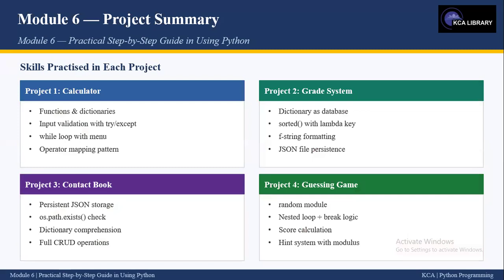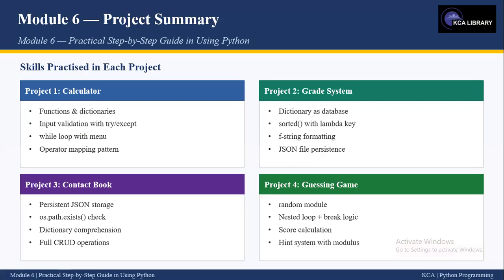Project summary. Let us review the key Python skills practiced in each of the 4 projects. Project 1, the calculator, covered functions and dictionaries, input validation with try/except, while loops with menus, and the operator mapping pattern. Project 2, the grade system, introduced the use of a dictionary as a database, sorting with a lambda key, f-string formatting, and JSON file persistence.